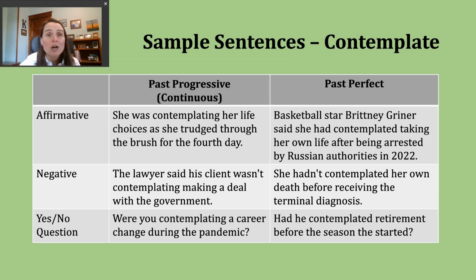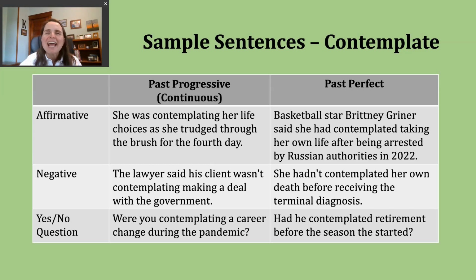Now, you can make contractions with both. So were not would become weren't, and was not would become wasn't. You can see that in my example here. The lawyer said his client wasn't contemplating making a deal with the government. Okay, so here, what they're saying, this is not something that is ongoing. It's not something they're thinking about.